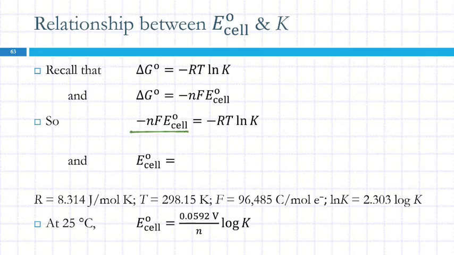So divide this side by negative NF. Divide that side by negative NF. So the negatives and the N's and the F's cancel out. Over here, the negatives are going to cancel out. So now we have RT over NF times the natural log of K.